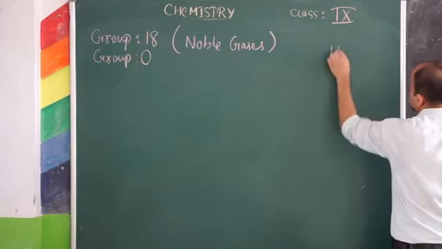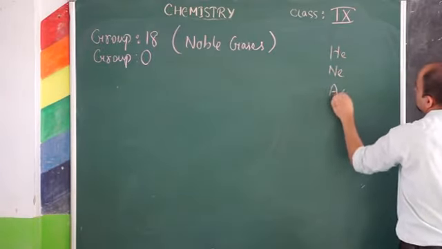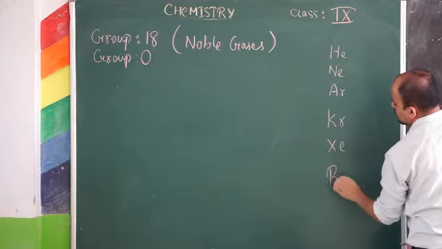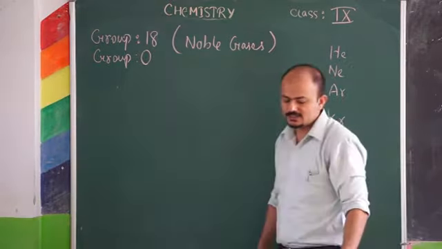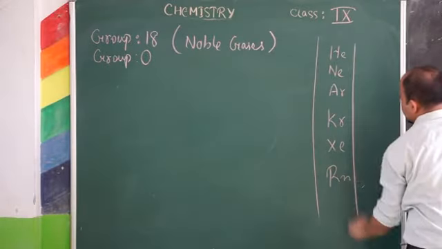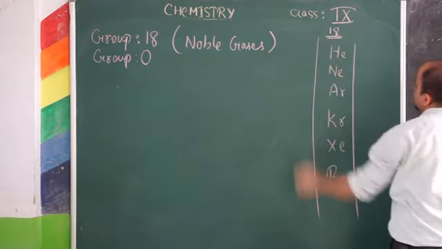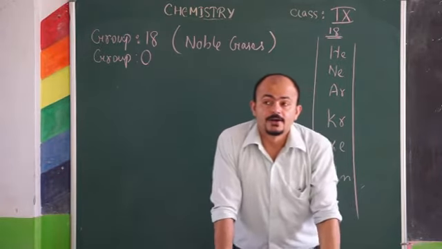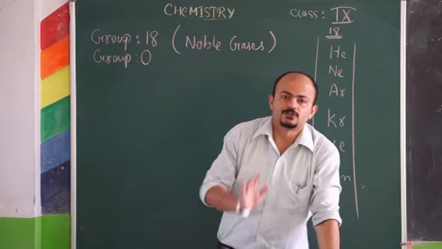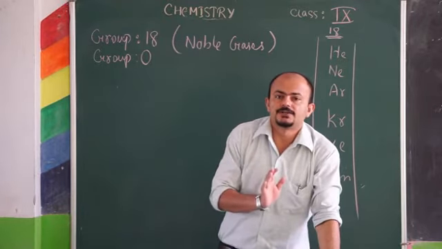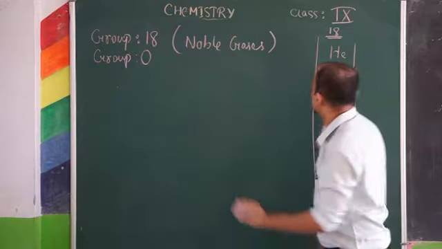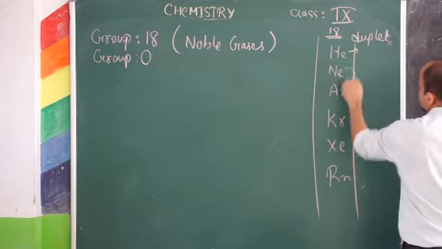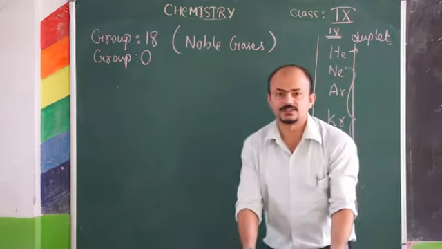The elements present here are helium, neon, argon, krypton, xenon, and radon. These are the group 18 elements, and they are noble gases. Why are they known as noble gases? Because their valence shell has a stable configuration. That means they have achieved their stable configuration. Except helium, which has a duplet configuration, meaning 2 electrons in the valence shell, all the others have an octet configuration in their valence shell.